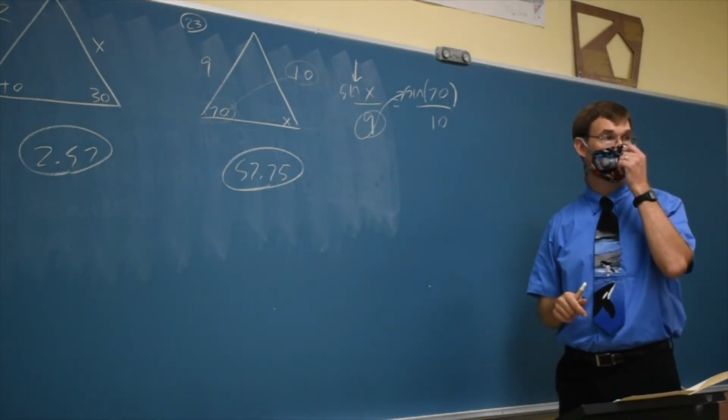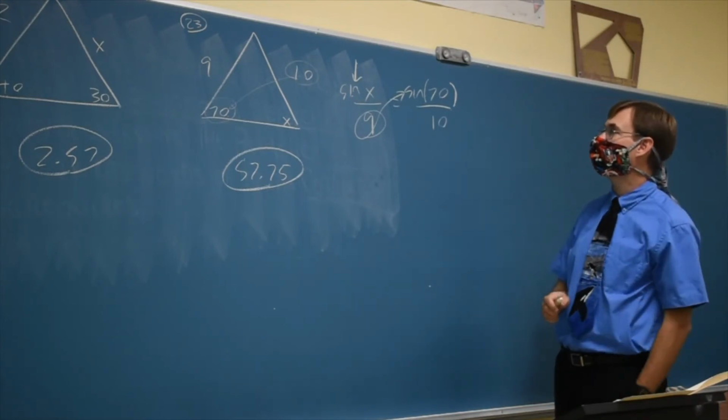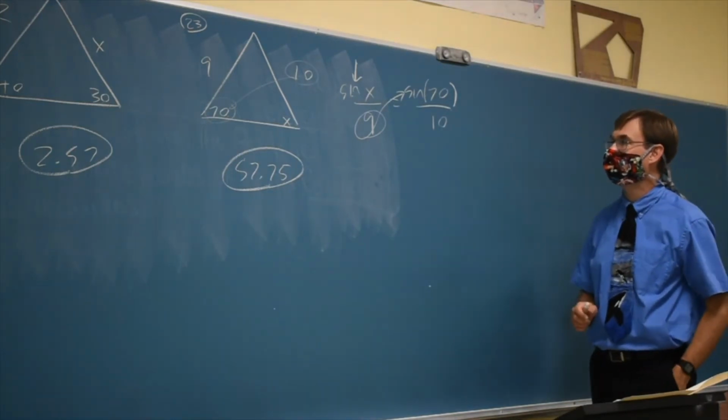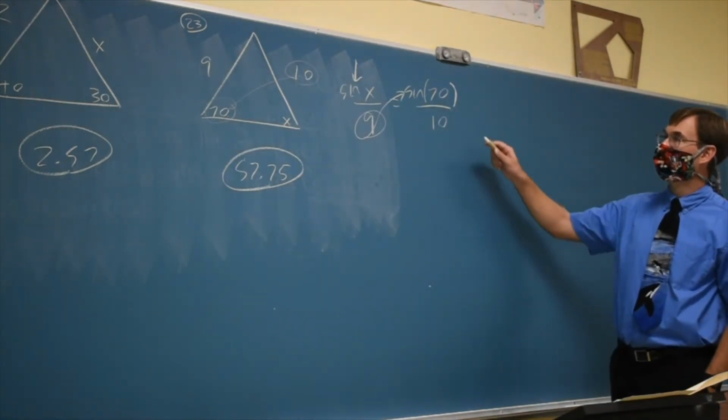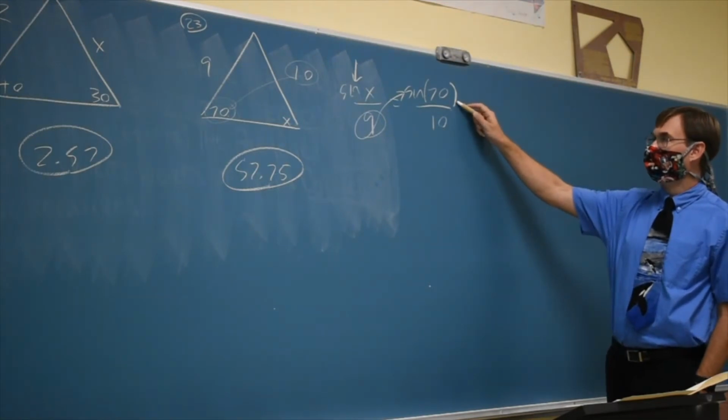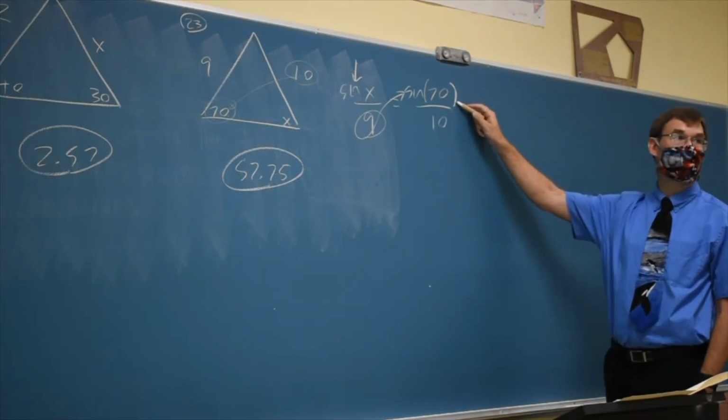Did that not work, Pete? No. Okay, so what did you have for 9 sine 70 divided by 10? 8.45. No, that isn't it.